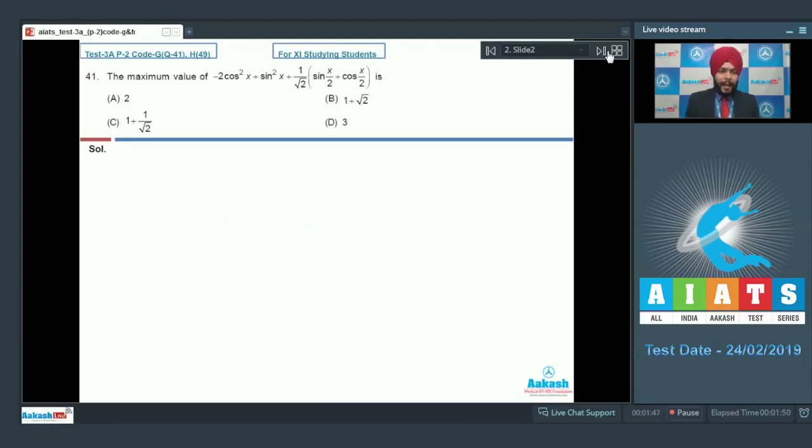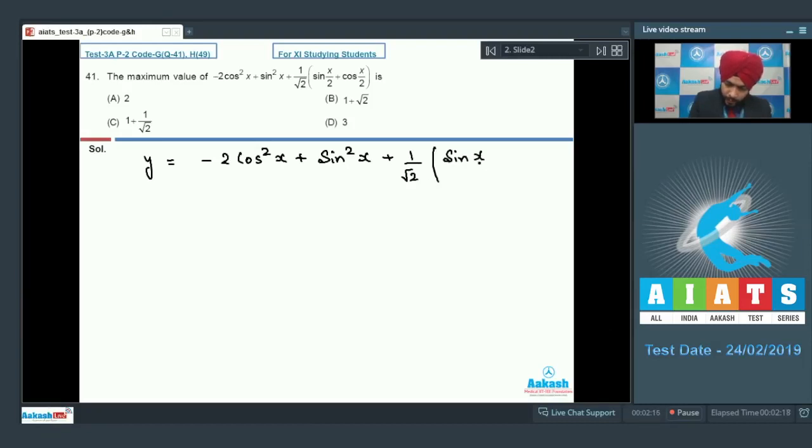It says that the maximum value of minus 2 cos square x plus sin square x plus 1 by root 2 into sin x by 2 plus cos x by 2 is. Students, let us take the expression as y. It is minus 2 cos square x plus sin square x plus 1 by root 2 into sin x by 2 plus cos x by 2.